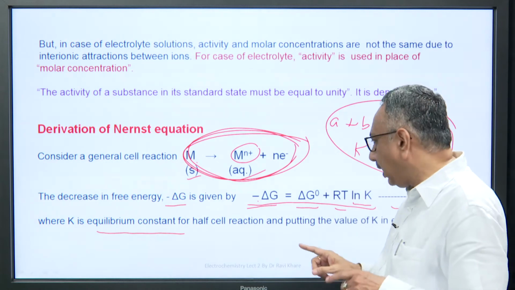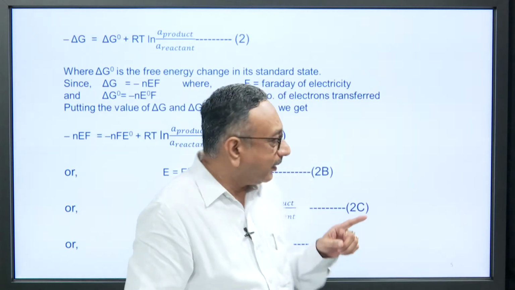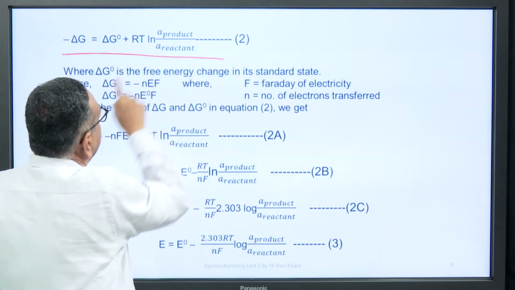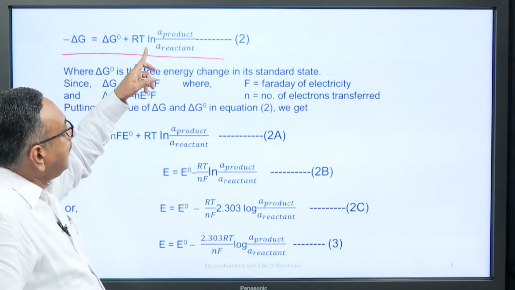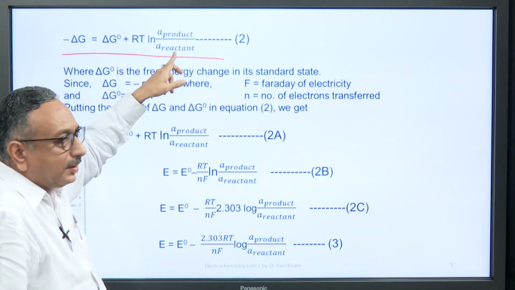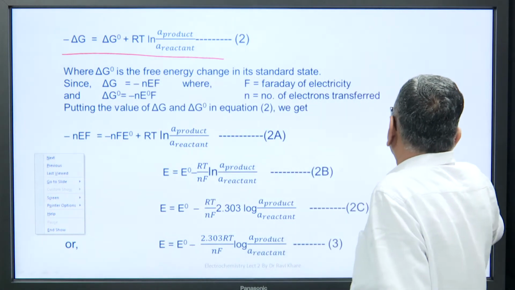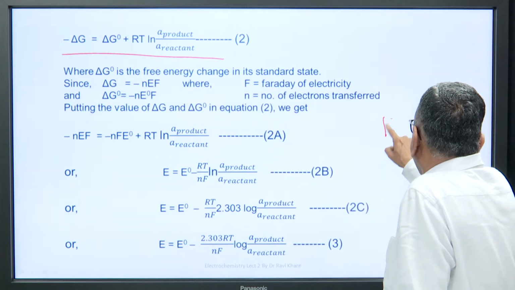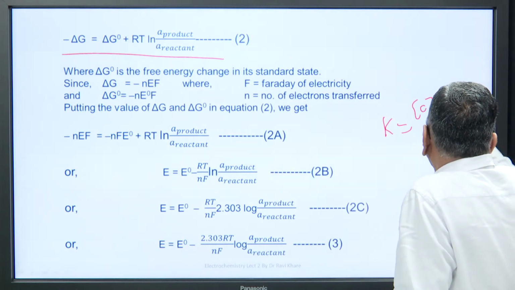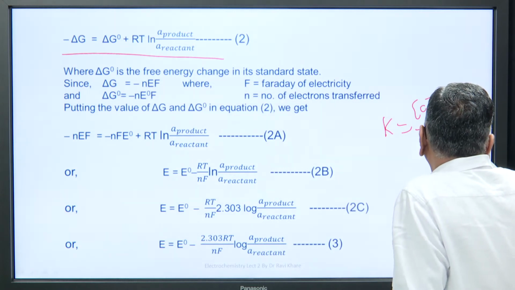Now, putting the value of K in this equation, we get minus delta G is equal to delta G0 plus RT natural log of activity of product upon activity of reactant. We have written the molar concentration term, K is equal to [C][D] upon [A][B].